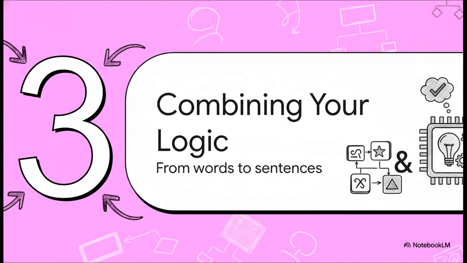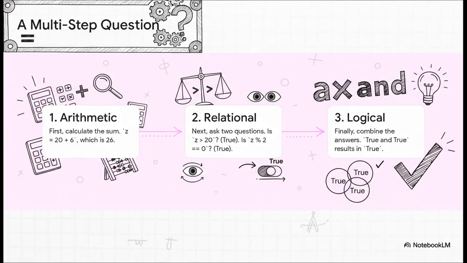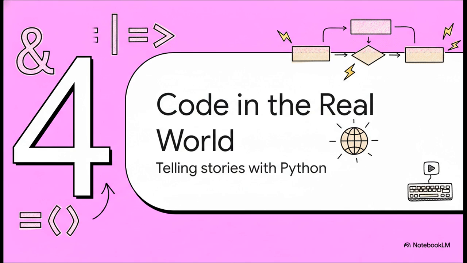Okay, so we've met all the individual words, we've learned the grammar rules. Now, let's see the magic happen when we string them all together to make a complete logical sentence. So let's walk through this. First, an arithmetic operator does the math for us. Z becomes 26. Then, 2 relational operators ask their questions. Is 26 greater than 20? Yep, that's true. Is the remainder of 26 divided by 2 equal to 0? Yep, that's also true. So finally, the logical AND operator looks at both of those true answers and gives us the final verdict. True. See? A perfect logical sentence. So that's how it all works under the hood.